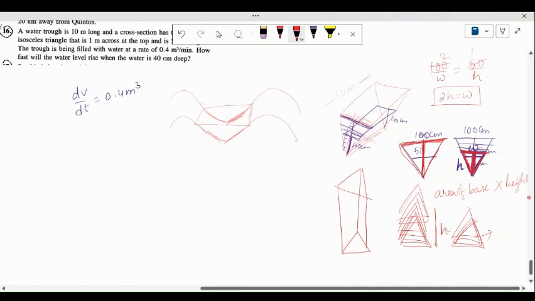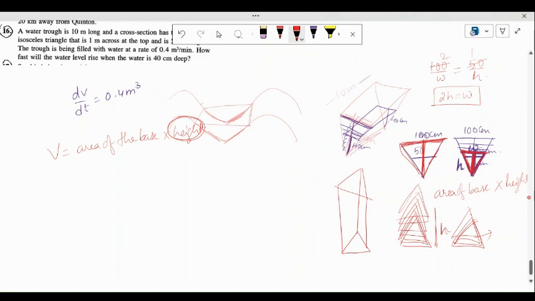So what is the volume of the prism? Volume is equal to area of the base into height. So here the height is this one, which is nothing but the length of the trough. You take it as capital L. And the area of the base: the base area will be the area of this triangle. This is the base. The triangle is the base, so half into base into height.